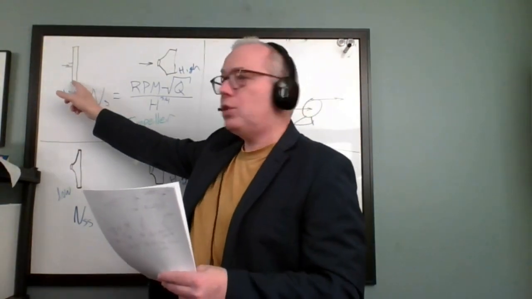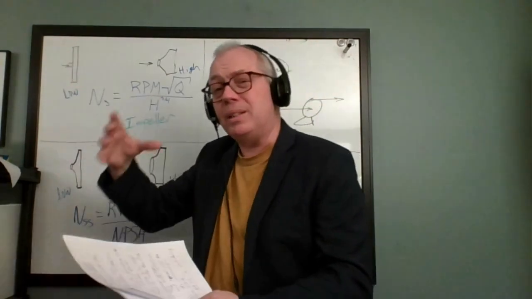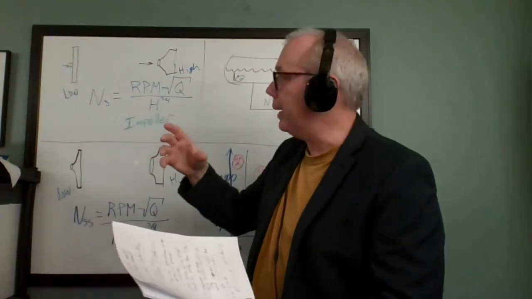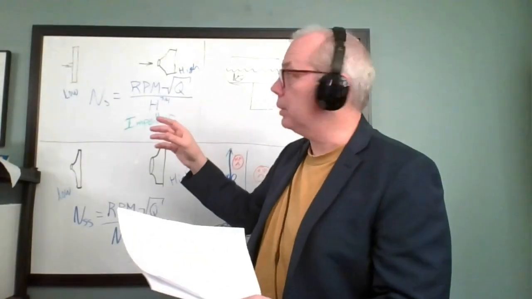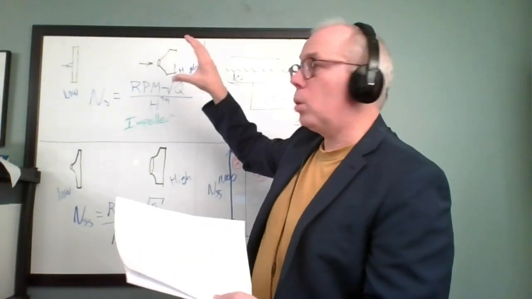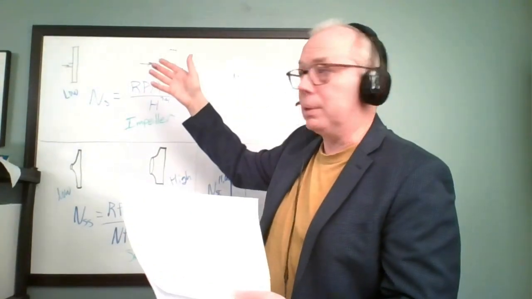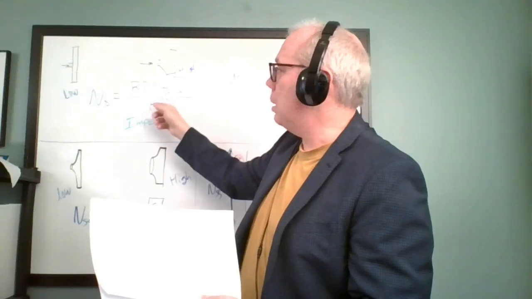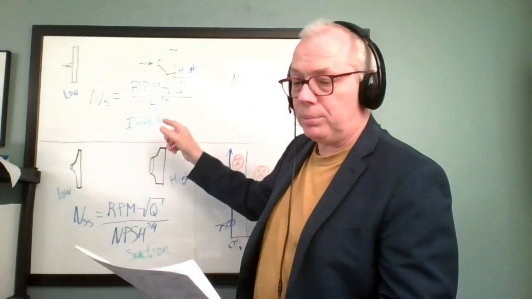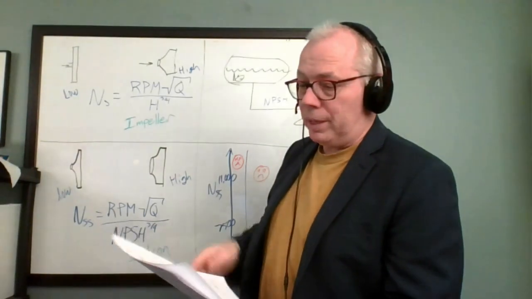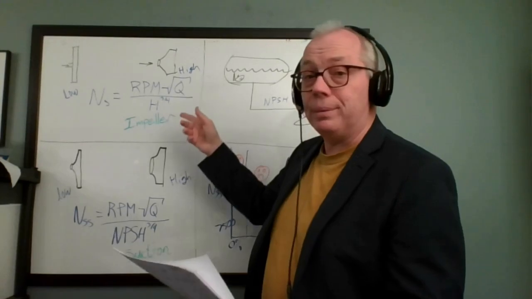A low specific speed impeller is very radial. It looks like the disc brake on a car. Conversely, a high specific speed impeller is more like a propeller. So that number tells us about the impeller design.